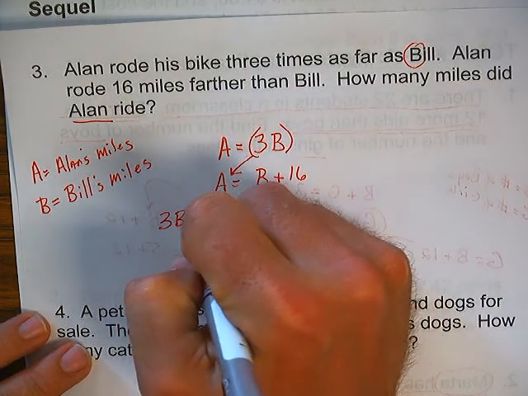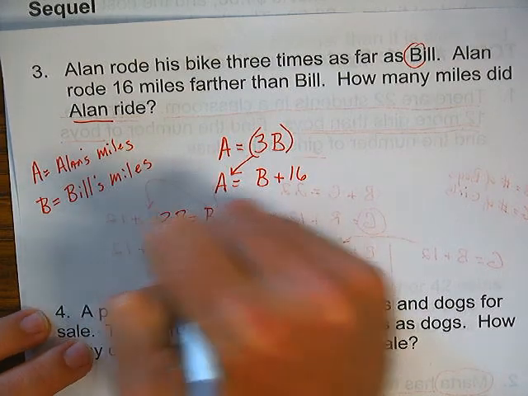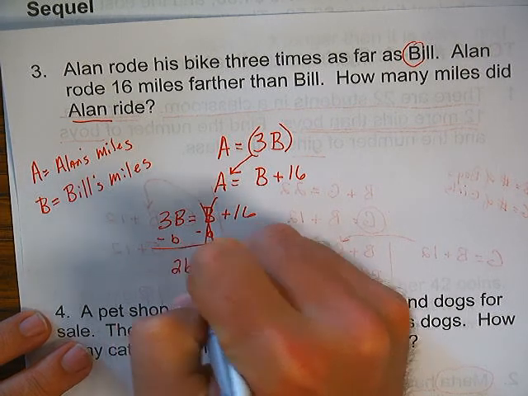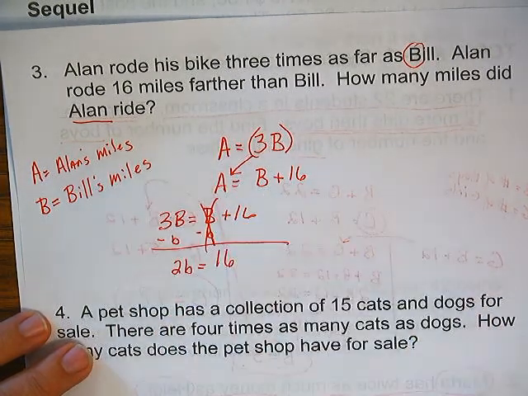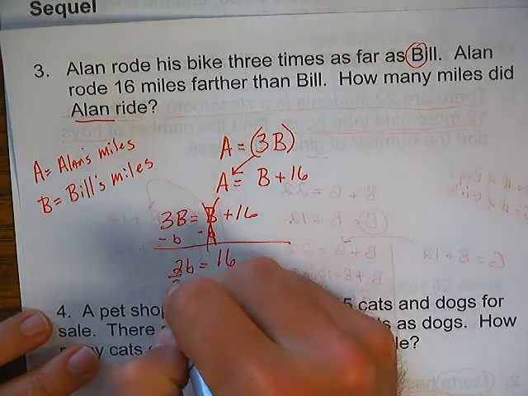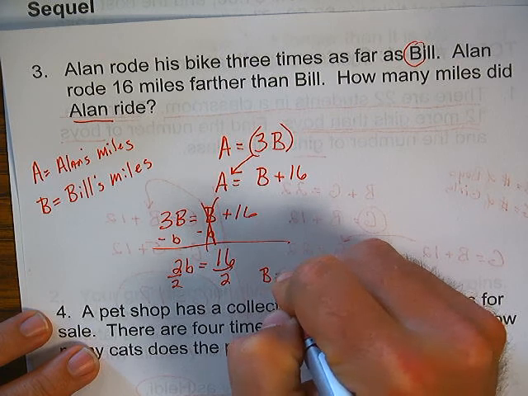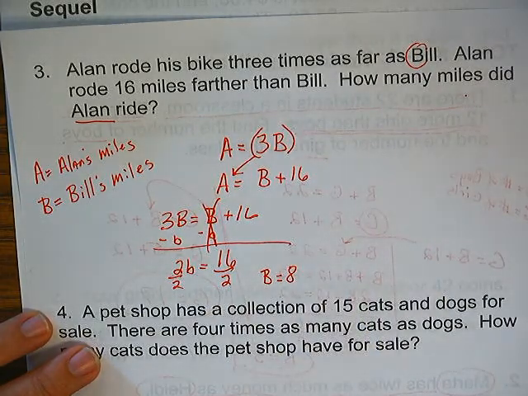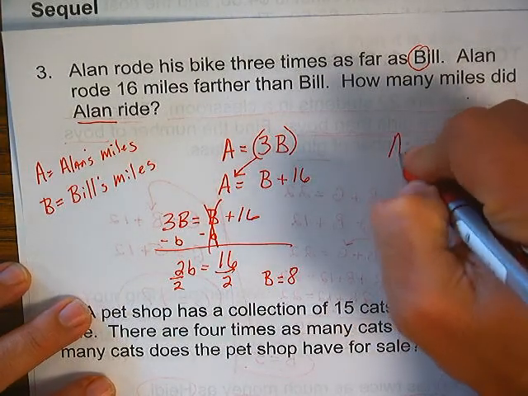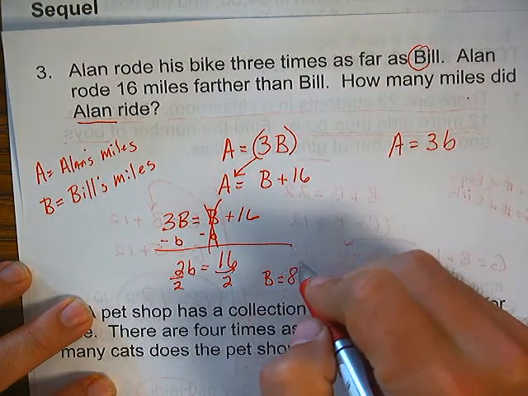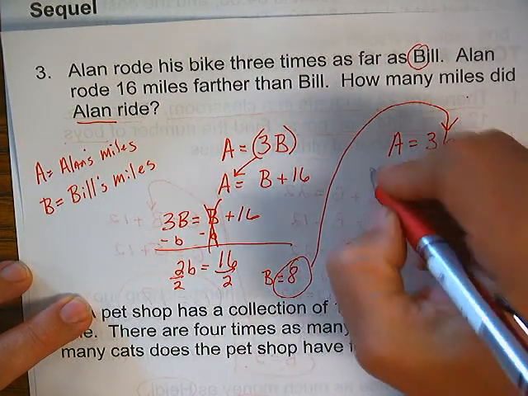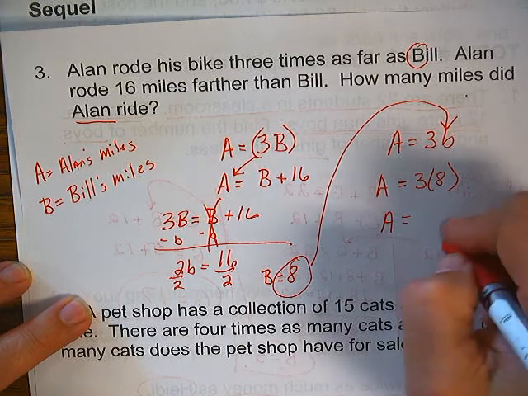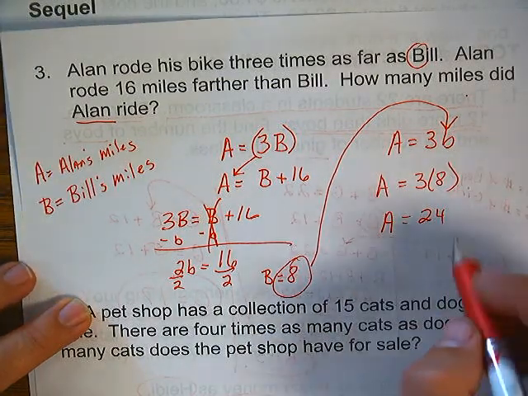You have to notice we have variables on both sides. So the first thing I'm going to do is get the variable on the same side. I'm going to subtract B from both sides. 3B minus B is 2B, and we only have 16 on the other side of the equal. So to solve for B, divide both sides by 2. So Bill went 8 miles. Okay, but the question is, how many miles did Alan ride? So go back to one of the original equations. Okay, we can substitute this 8 in for B. 3 times 8 is 24. So Alan rode 24 miles.